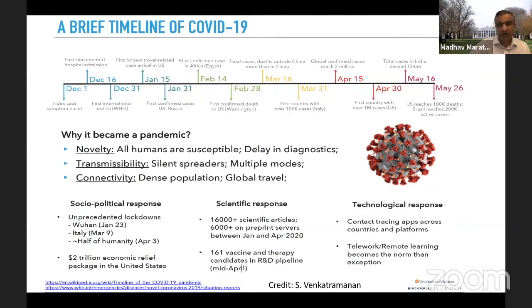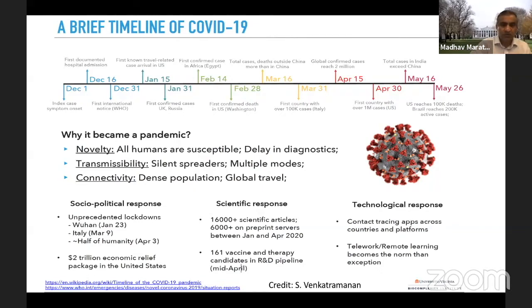And finally, where it started and how it started is also important. It started in a very dense part of the world. Not only that, it also started in a part of the world which is very well connected to the world in terms of airline traffic, in terms of other forms of human mobility. In contrast, Ebola, which is also quite deadly, started in Western Africa, and it's not so well connected to the rest of the world. So it was relatively easier to control it at the start.